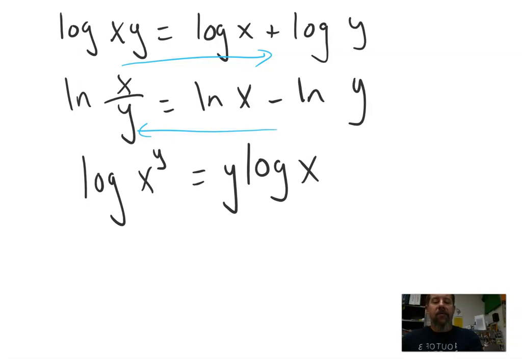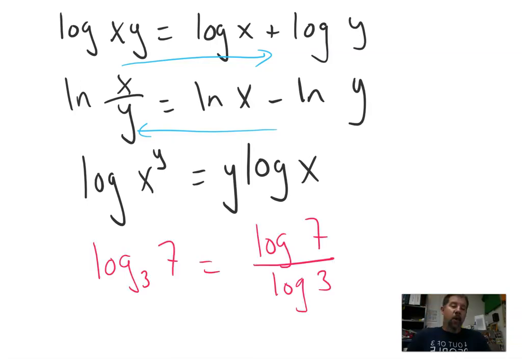Also, quick review of change of base. If I wanted to evaluate log base 3 of 7, I could change the base to anything I want to. Most commonly, we use the common log, or ln. And I do log of 7 over log of the old base. Log of the argument over log of the old base. So log of 7 over log of 3. And that's how we could evaluate how big log base 3 of 7 is.